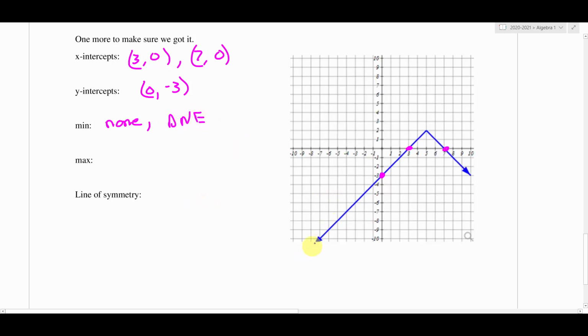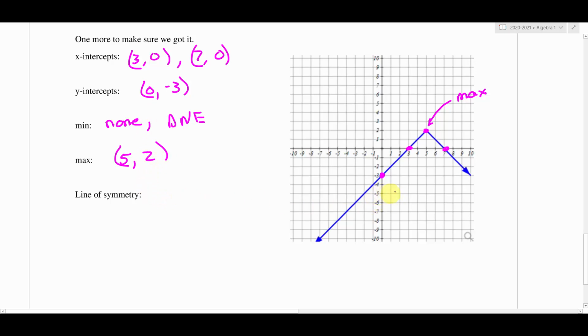And then I'm looking for a maximum, a high point, right? So it goes up, up, up, up, up, up, up, up, and I get to here, and then it starts going back down. So this point right here, the peak of this particular function, this is our max. And that maximum occurs at (5, 2), right? It's got a location just like any other point. Okay. So there's our maximum.